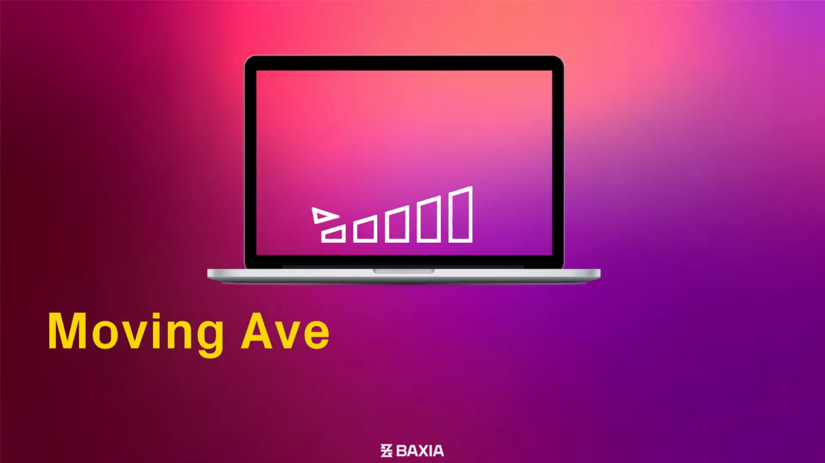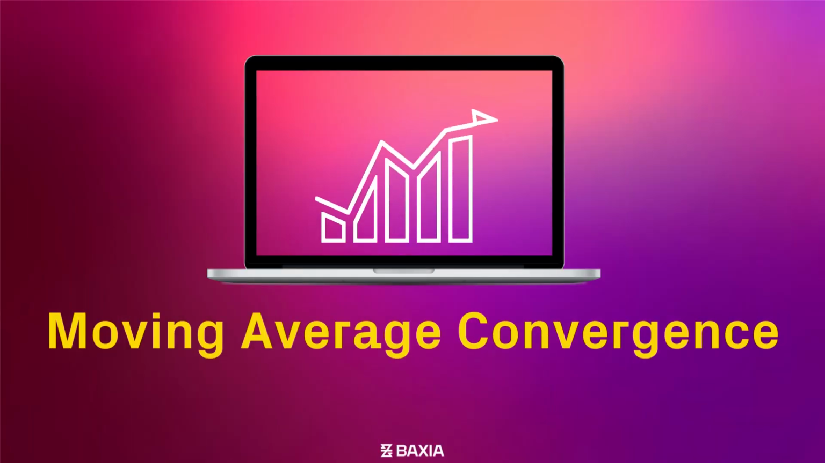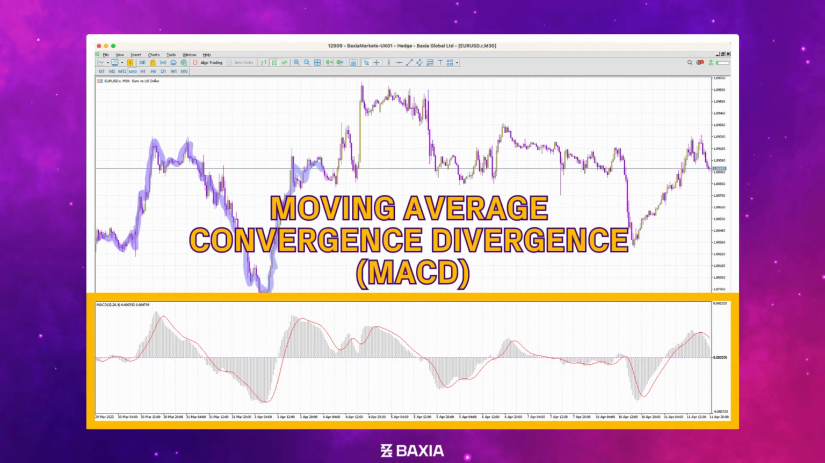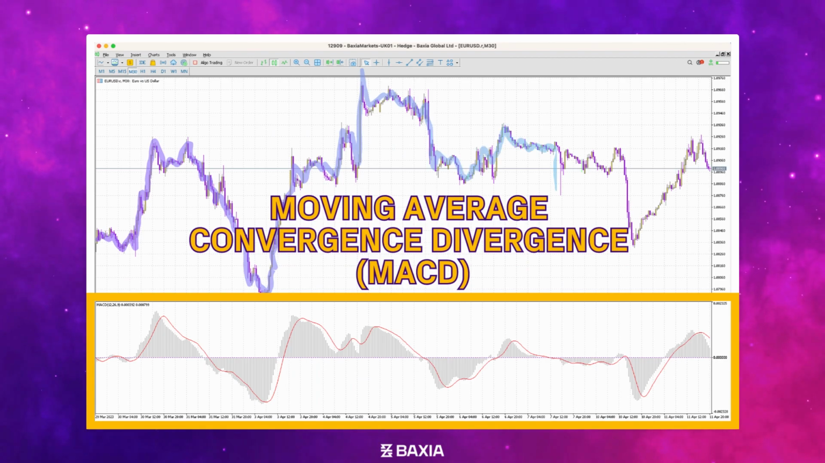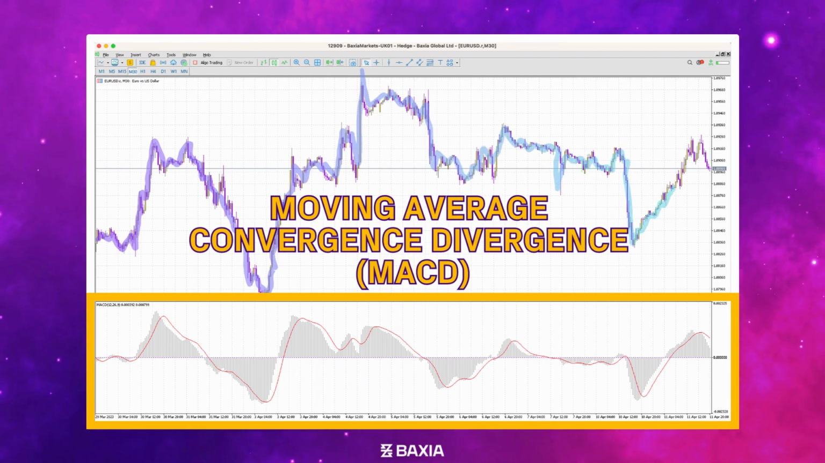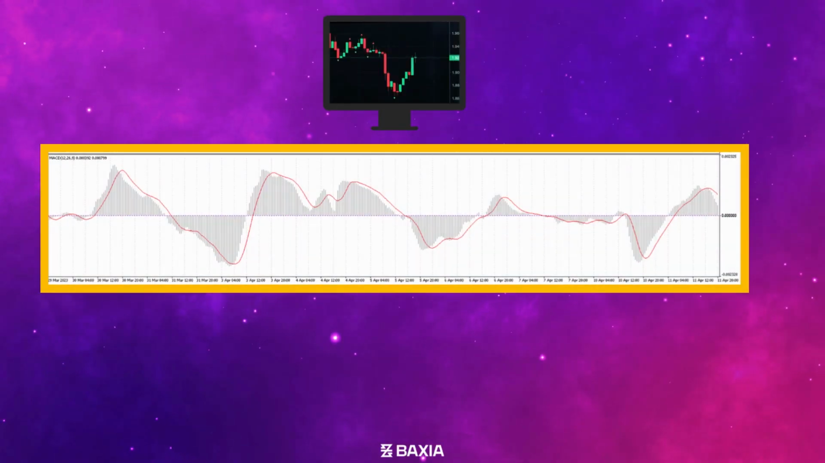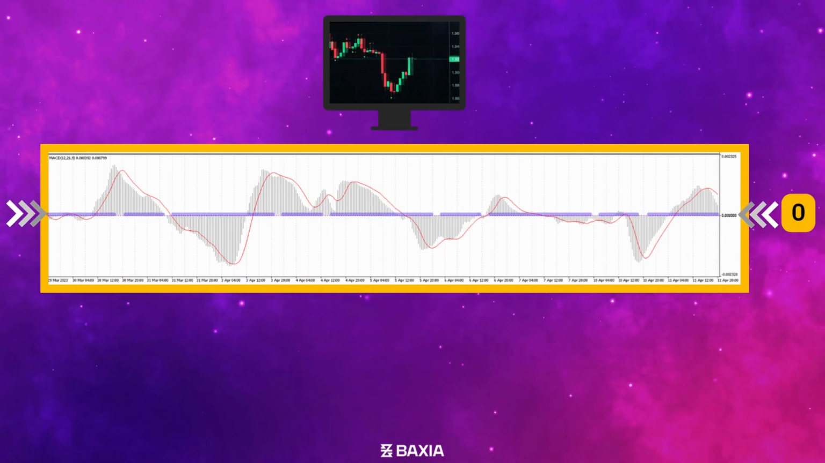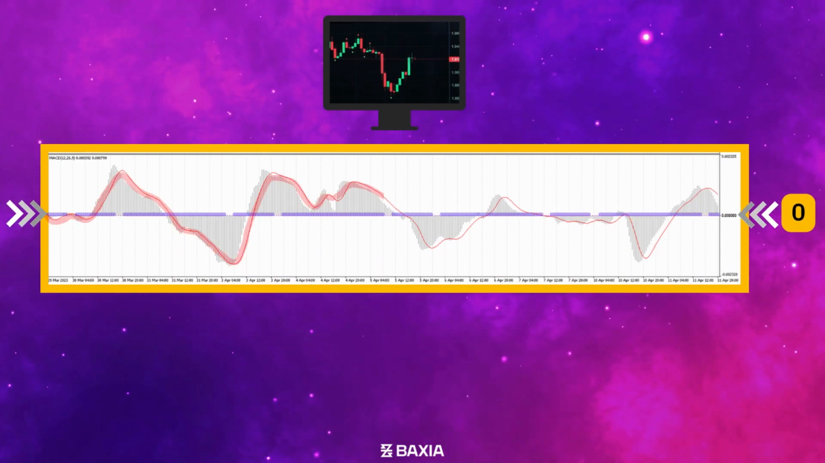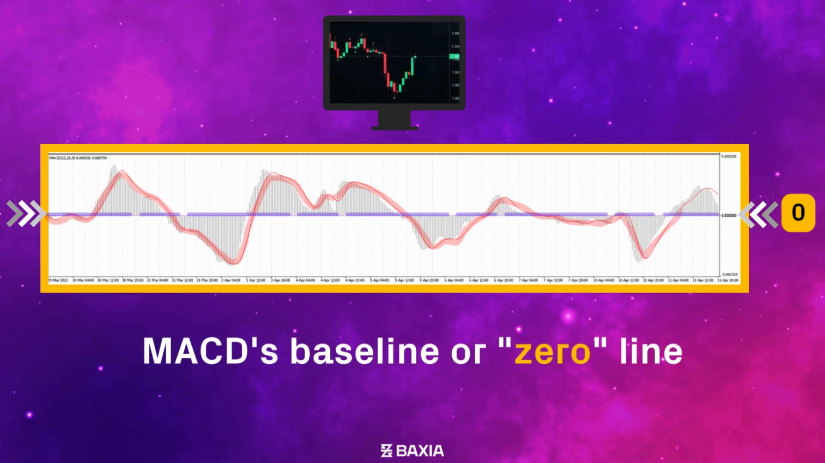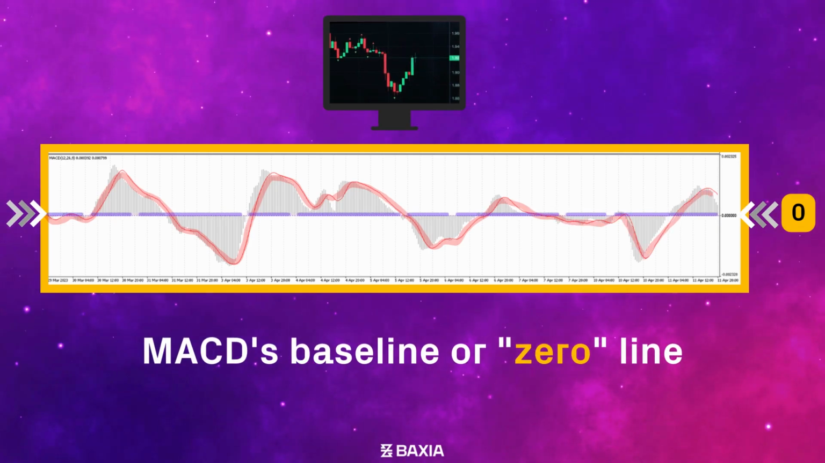The next indicator we're going to share with you is called the Moving Average Convergence Divergence, or MACD. This indicator is a trend-following momentum indicator, illustrating the relationship between two moving averages of an asset's price. To explain further, MACD is often displayed with a histogram that graphs the distance between MACD and its signal line. If the MACD is above the signal line, the histogram will be above the MACD's baseline, or zero line.